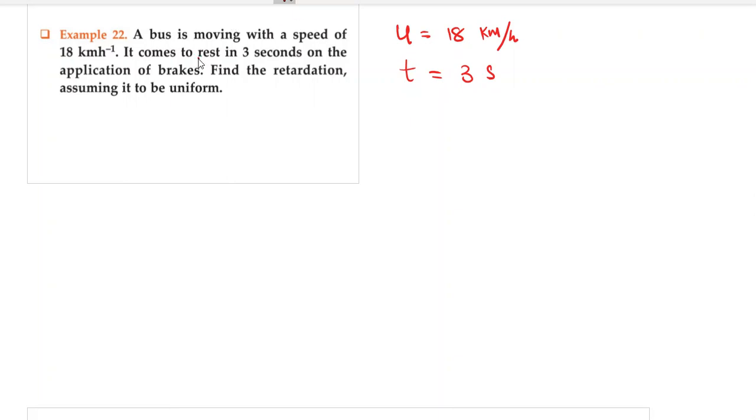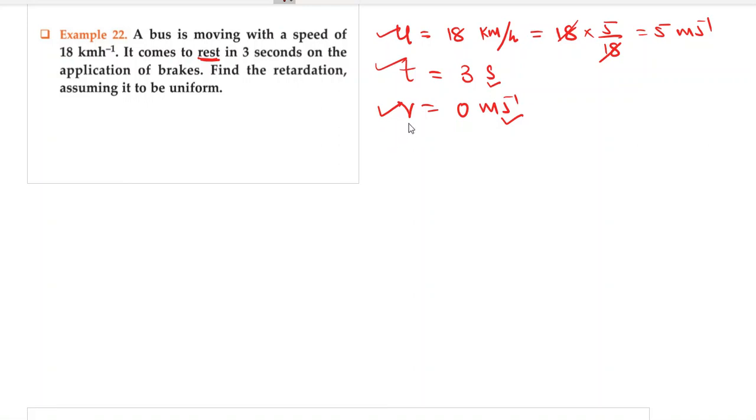See, again, one more word, rest. Rest means final velocity is 0 meter per second. Now you must be wondering, why did I write meter per second? Because I saw time was in seconds and initial velocity was in kilometer per hour. I will convert it into meter per second by multiplying it with 5 by 18. So this will become 5 meter per second. Cool. So we have got initial velocity, time, and final velocity.